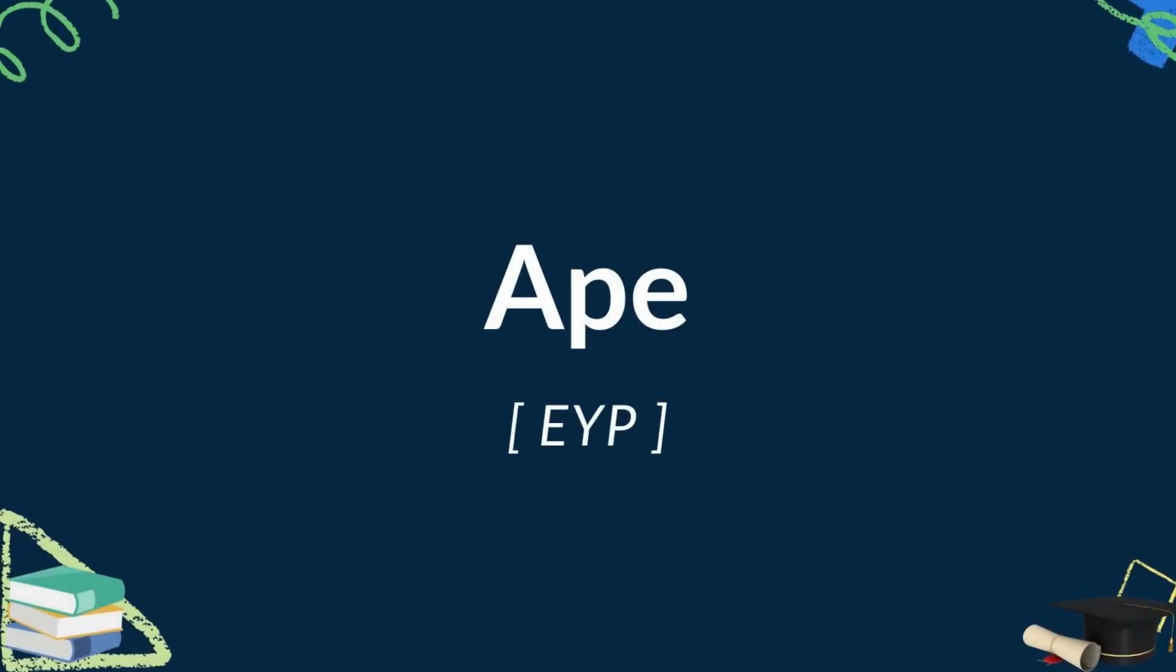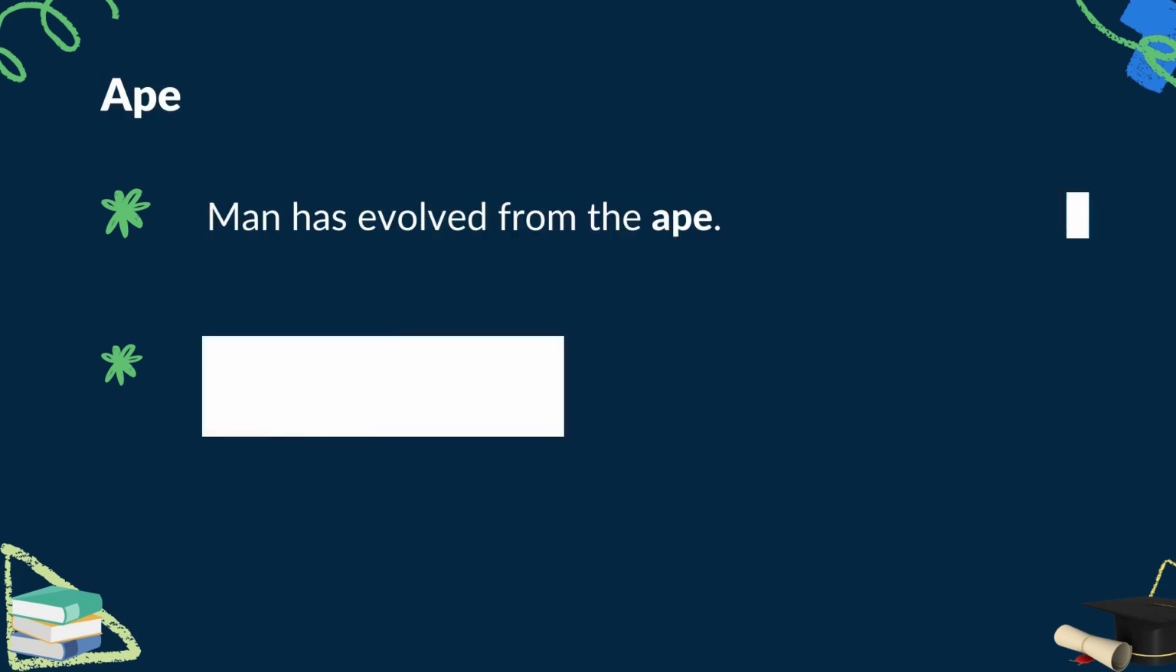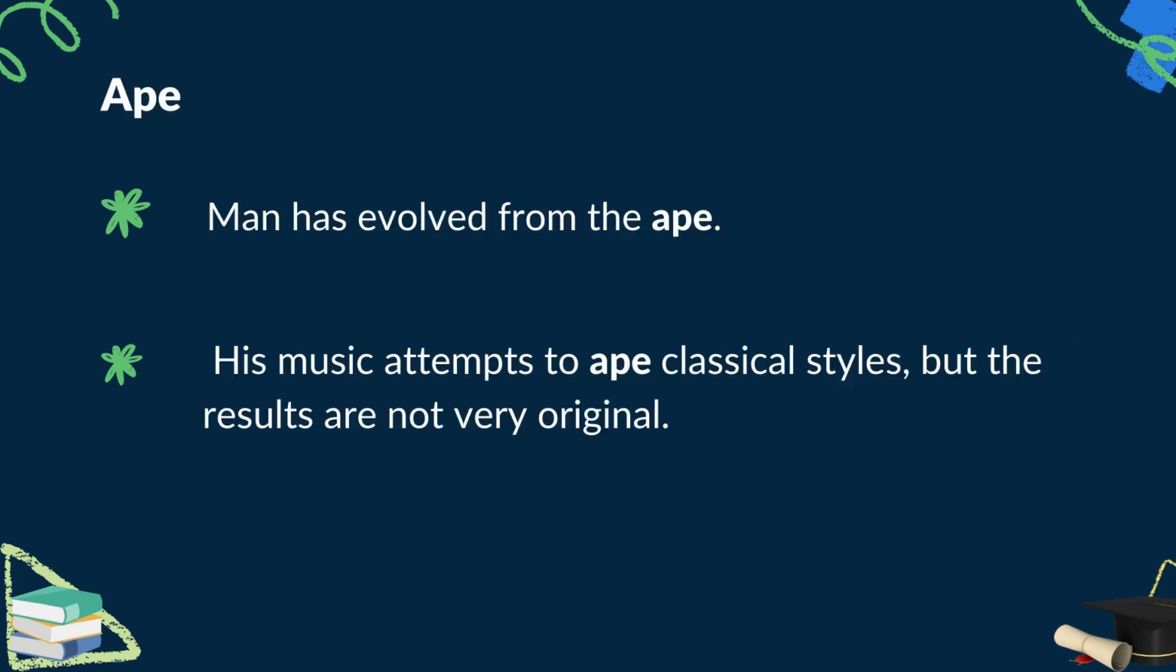The next word is ape. A-P-E. Ape. Ape means imitate or mimic a person's behavior or manner. Here are some ways you can use the word in a sentence. 1. Man has evolved from the ape. 2. His music attempts to ape classical styles, but the results are not very original.